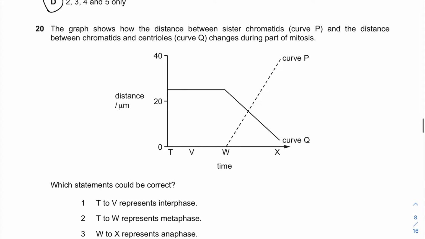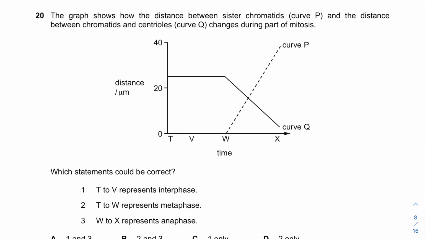Question 20. The graph shows how the distance between sister chromatids, curve P, and the distance between chromatids and centrioles changes during part of mitosis. Which statement could be correct? So let's look at the first one. T to V represents interphase. I would say this is incorrect.